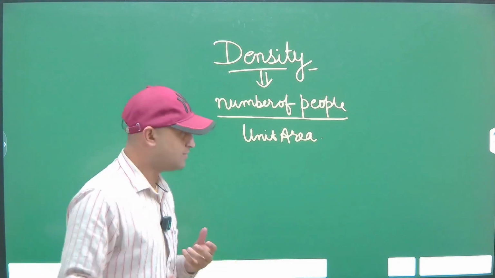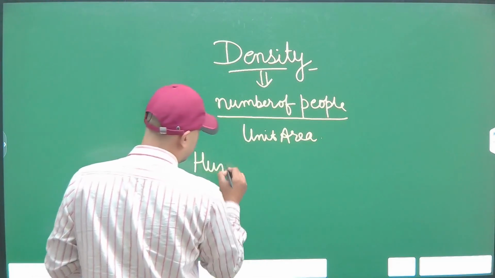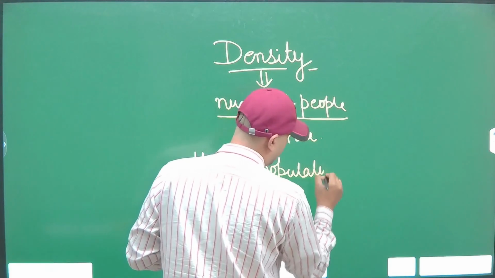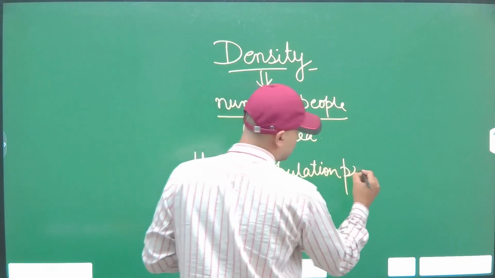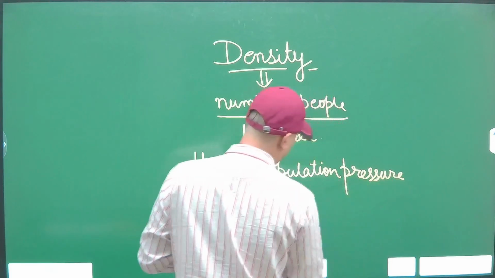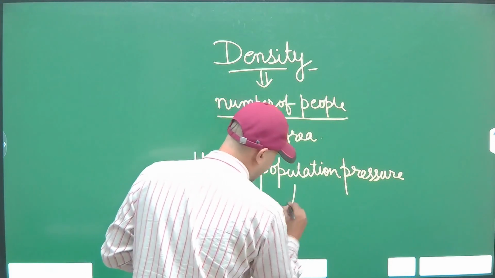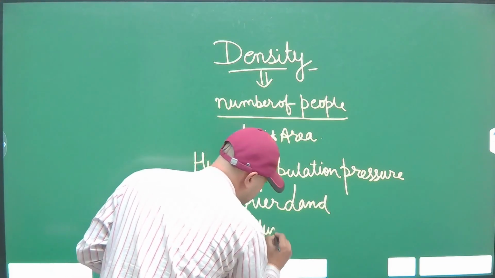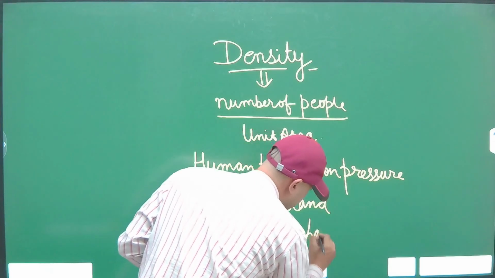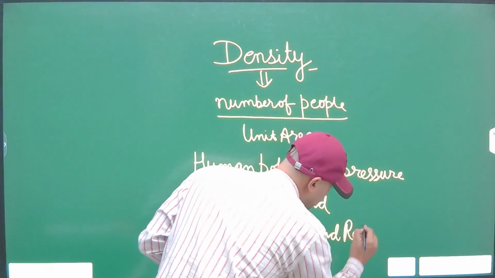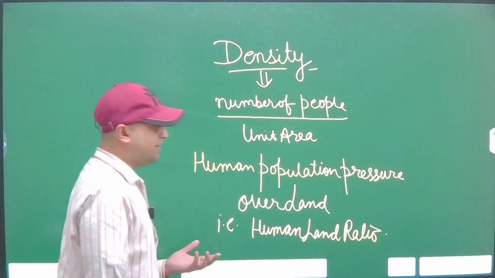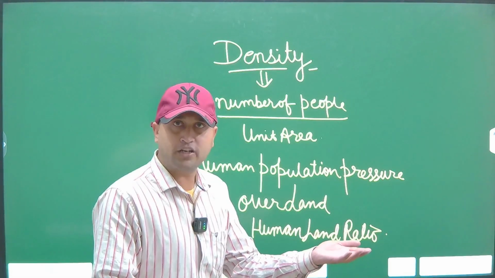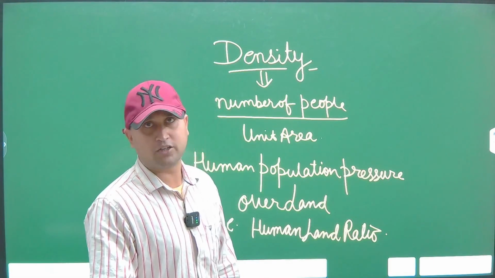the human population pressure over land. We call it the human land ratio. To understand this human population pressure or human land ratio, the physiological ratio is important to understand, and the agricultural ratio is also important to understand.